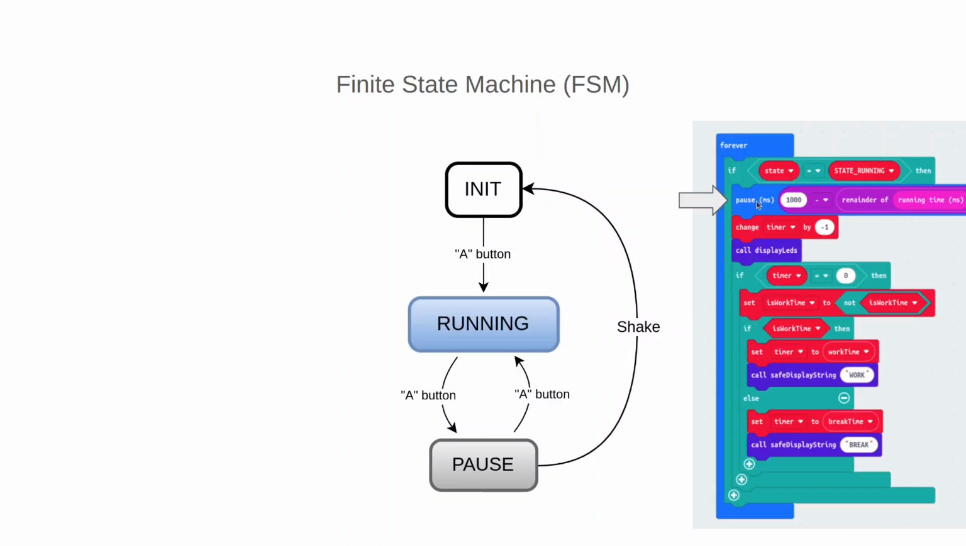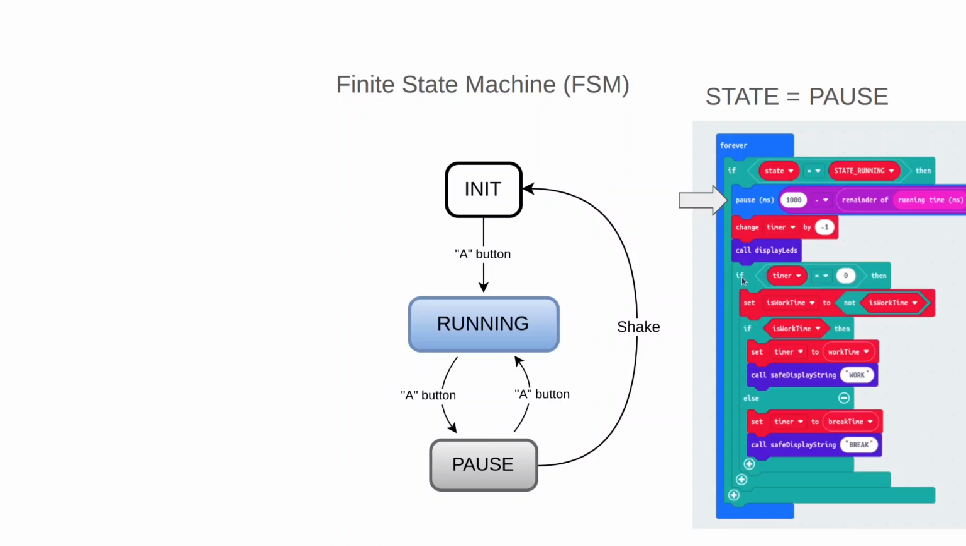So while we are executing the pause block, let's say that we are executing this block, meaning that the Pomodoro timer is waiting, and we press on button A. So we are transitioning from running state to pause state. Even though the state has been changed from running to paused, we are still inside this if block because we went in.